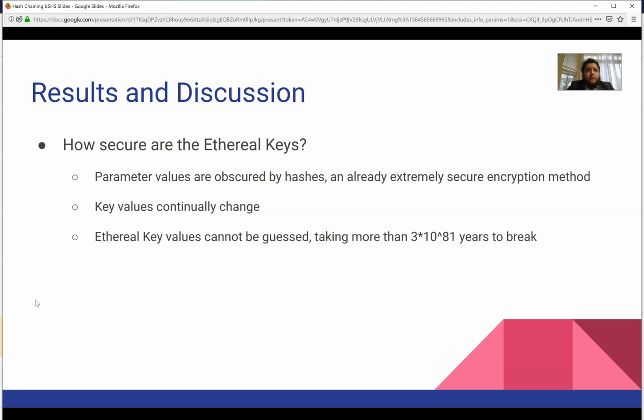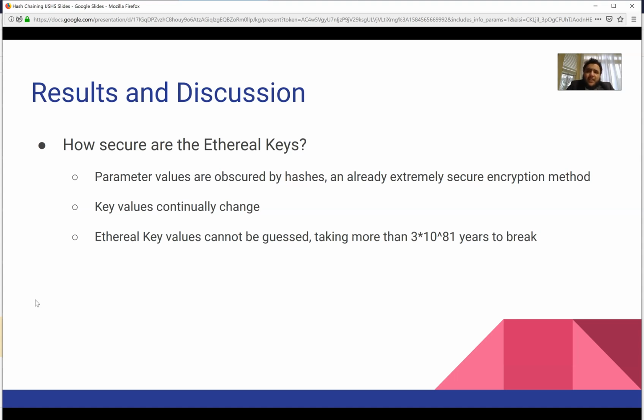How long would it take to brute force an ethereal key? Well, let's see. An individual key consists of 256 alphanumeric characters. With some simple math and knowing the amount of time it takes for a computer to guess one value, it would take roughly 3 sesquicentillion years.